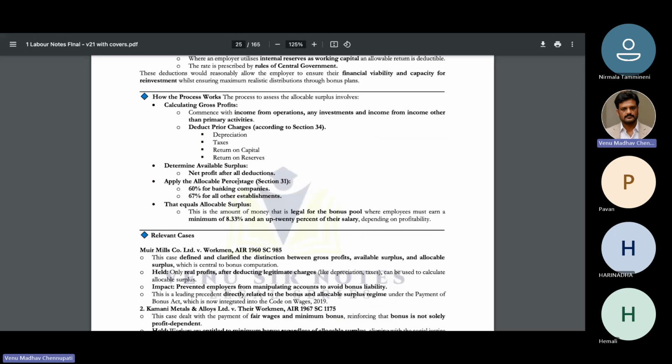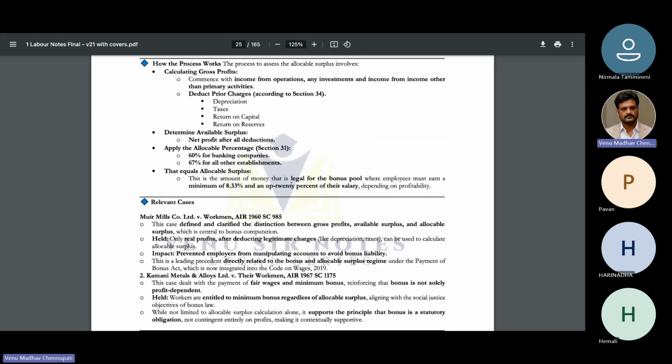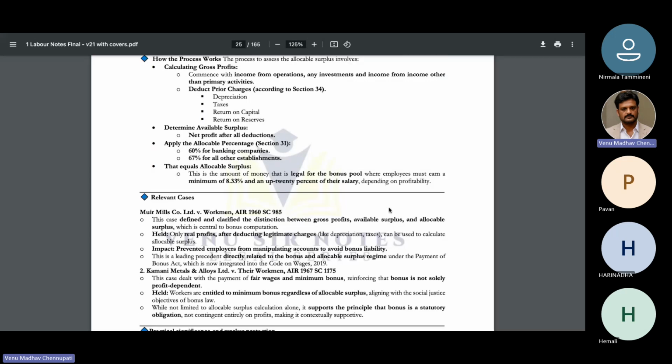And then allocable surplus is 60% for banking and 67% for all others. So this equals allocable surplus. This is the amount of money that is legal for the bonus pool, where employees must earn a minimum of 8.33% and up to 20% of their salary depending on the profitability. So minimum 8.33 ఇవ్వాలి and maximum 20% ఇవ్వాలి.